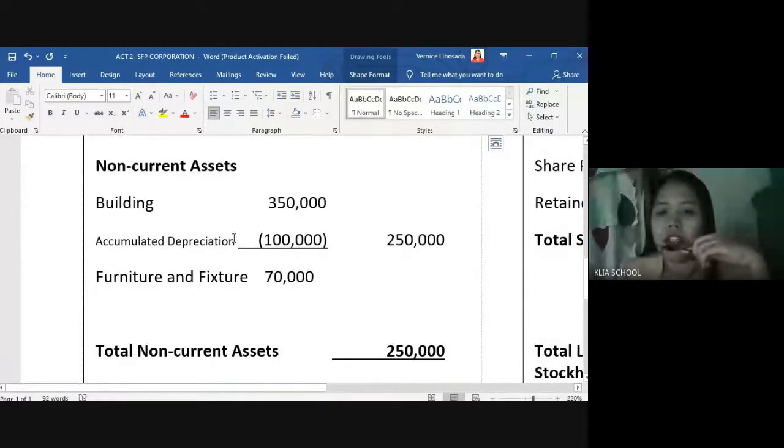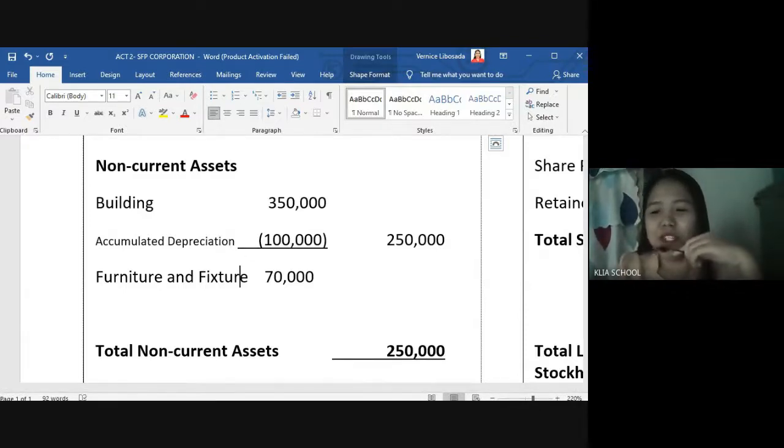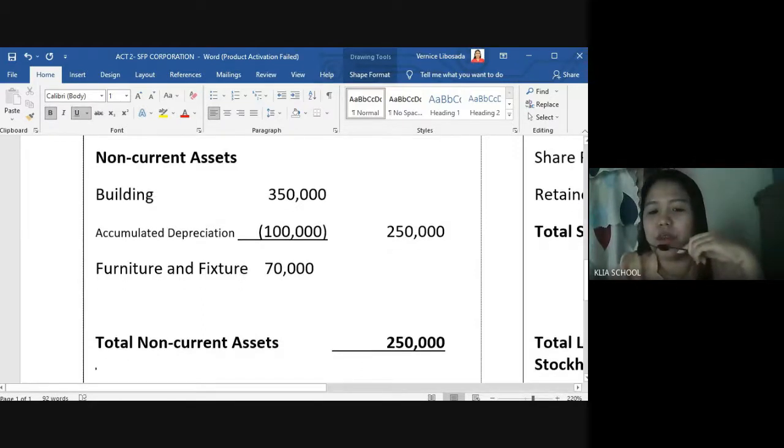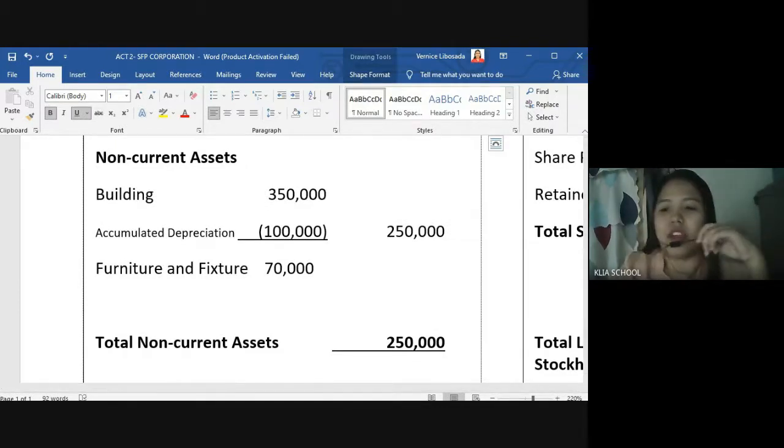Ilang points na yun nasabi ko? May amnesia na agad ako. Ilan, nak? Roxanne? 9? Ano daw? 10? Accumulated depreciation. Okay, okay. Sorry. Lutang pa. 10. And then 11 from furniture and fixture. And then 12 na tayo sa total non-current assets. Okay po? Ibababa lang natin 250,000.